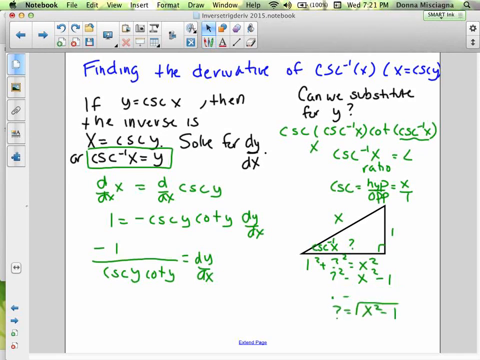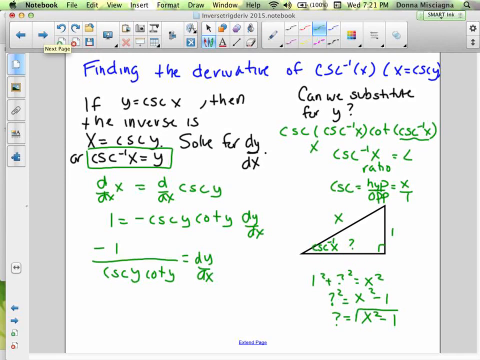Let's label the triangle. Oh, that's part of an equal sign, that's what that little line is. We can label this: question mark is a question no more. It is the square root of x squared minus 1. All right, so we got that part taken care of. We got our triangle labeled.